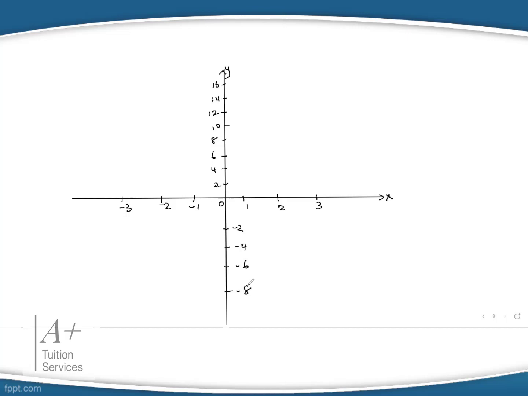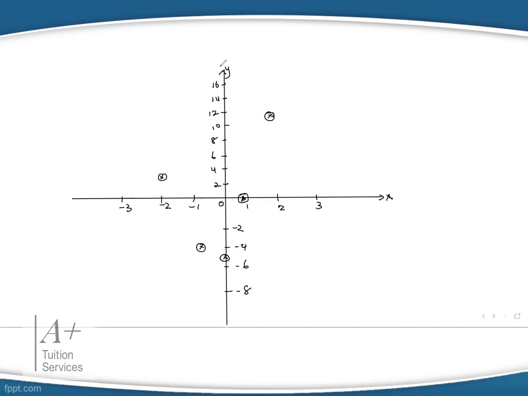So our points now are: where x is minus 2, y is 3. That's about here, between 2 and 4. Where x is minus 1, y is minus 4, so that's here. Where x is 0, y is minus 5, so that's here. Where x is 1, y is 0, so that's here. And where x is 2, y is 11, and that is up here between 10 and 12.